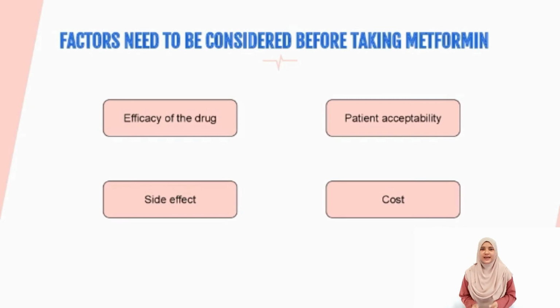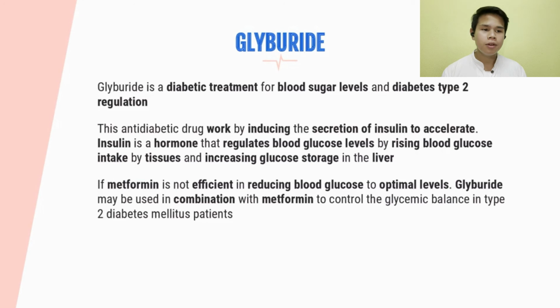Patient acceptability and cost also need to be considered so that the patient can proceed with the treatment and continue taking the drug. Glyburide.